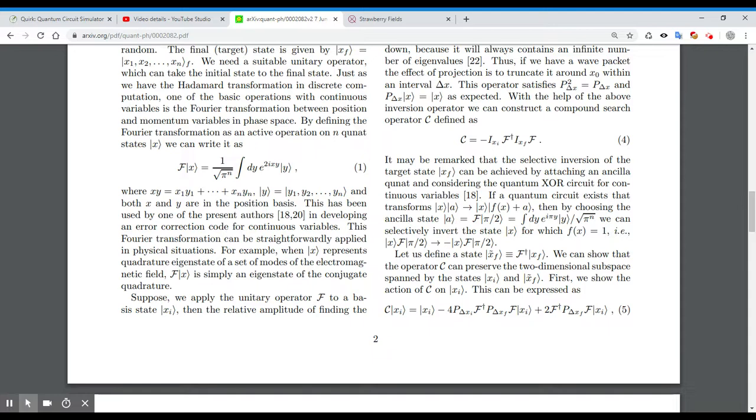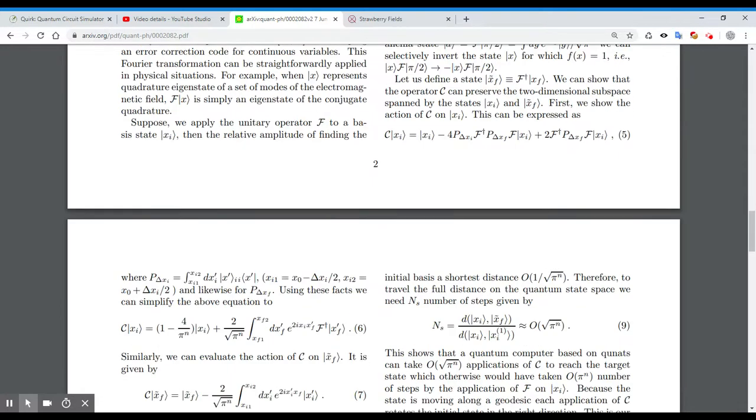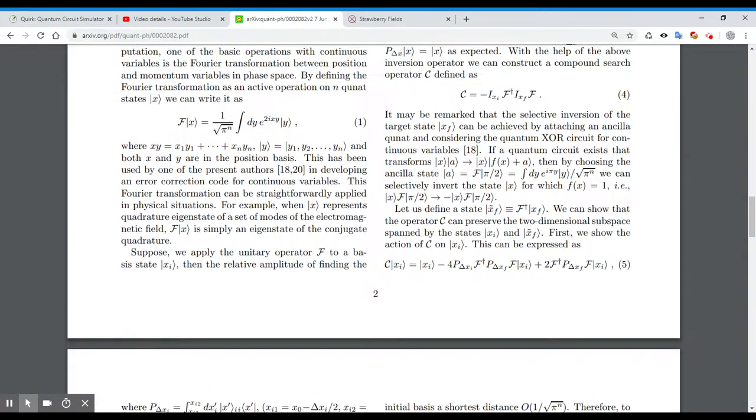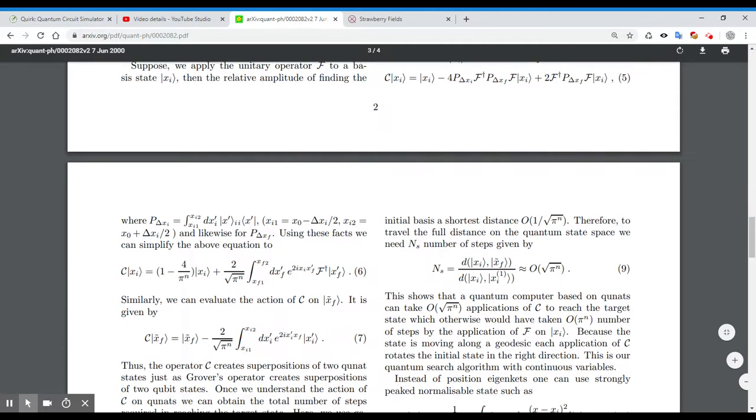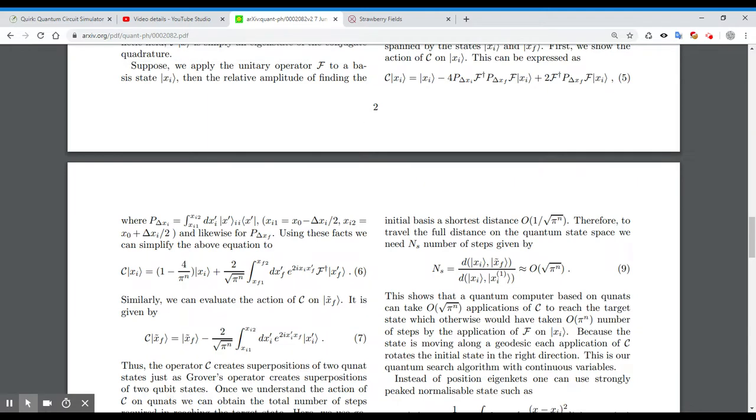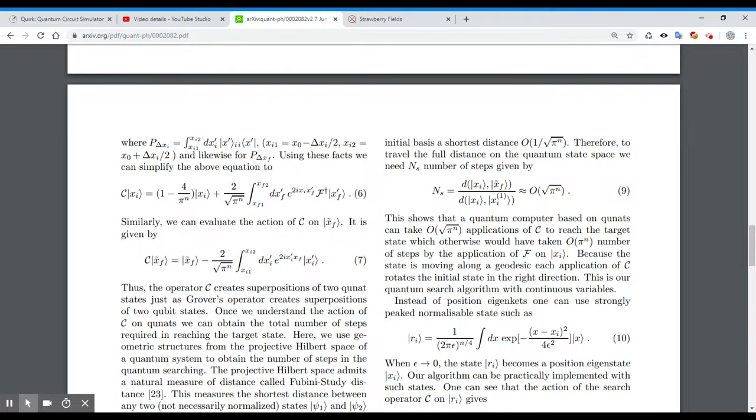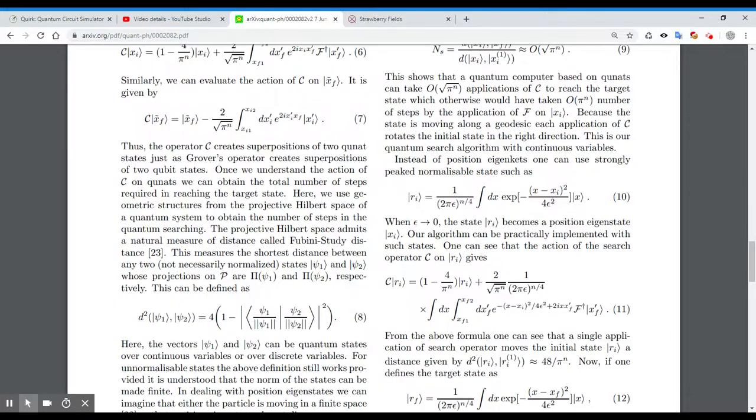First we show that the section... it's either too early right now or that's really dense. Let us define the state. Now we can show that the operator C can preserve the two-dimensional subspace spanned by states. First we show the action of C on that. Then this can be expressed as... blah blah blah. Using these new facts we can simplify the above equation. Similarly we can evaluate the action of C on. Thus the operator C creates superpositions of two QNAT states, just as Grover's operator creates superpositions of two qubit states.